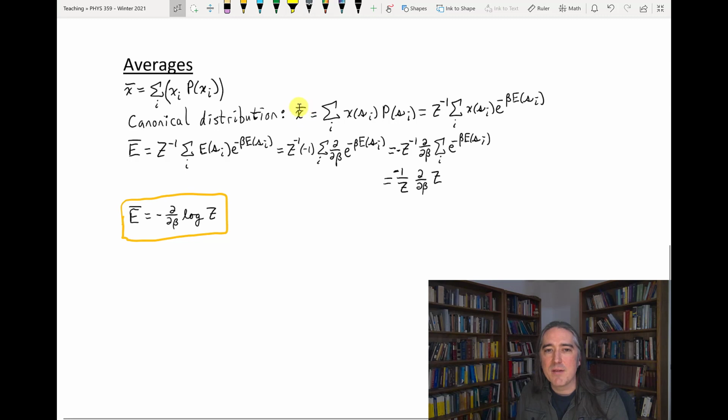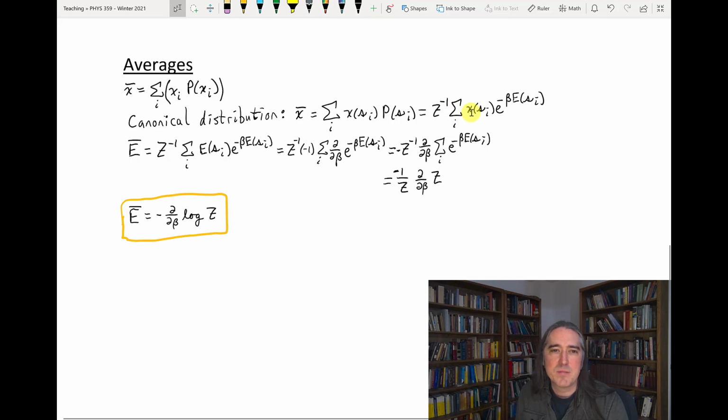If we want to know the average of x, some physical quantity related to our system, again, it's the sum of the x values for all of our states times the probabilities of those states. The probability is 1 over the partition function, 1 over Z, times the Boltzmann factor, and then there's our x. Okay. So this is sort of as far as we can go if I don't know what this quantity x is.